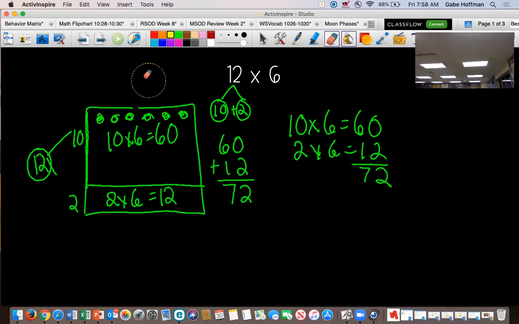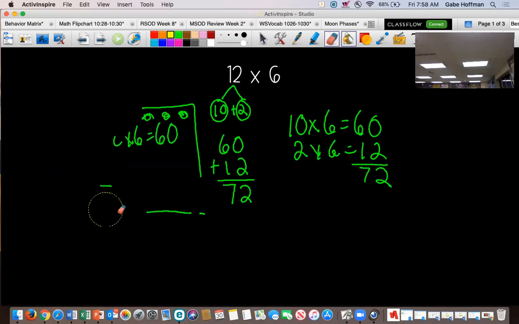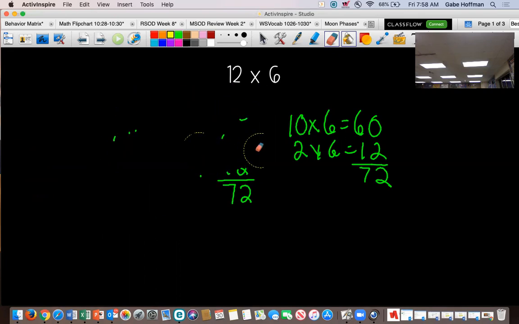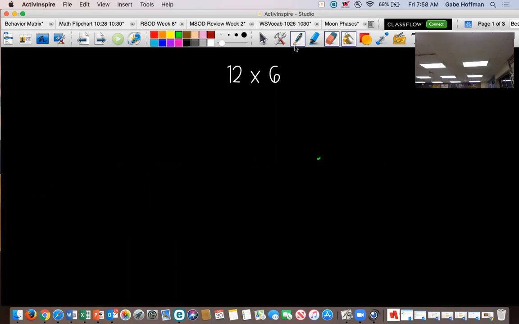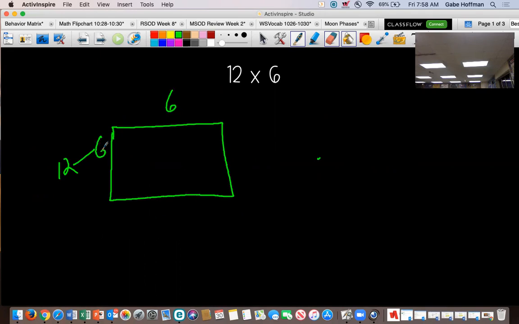Another way I've seen someone break apart the same problem is they split the 12 a different way. So I'll show you that array. You can bring up that array again, where they drew that same array and they had 12 and 6. And then they split the 12 in half. So they did it 6 and 6. So when they draw that line through the middle, they're equal. You have 6 on the top and 6 on the bottom.